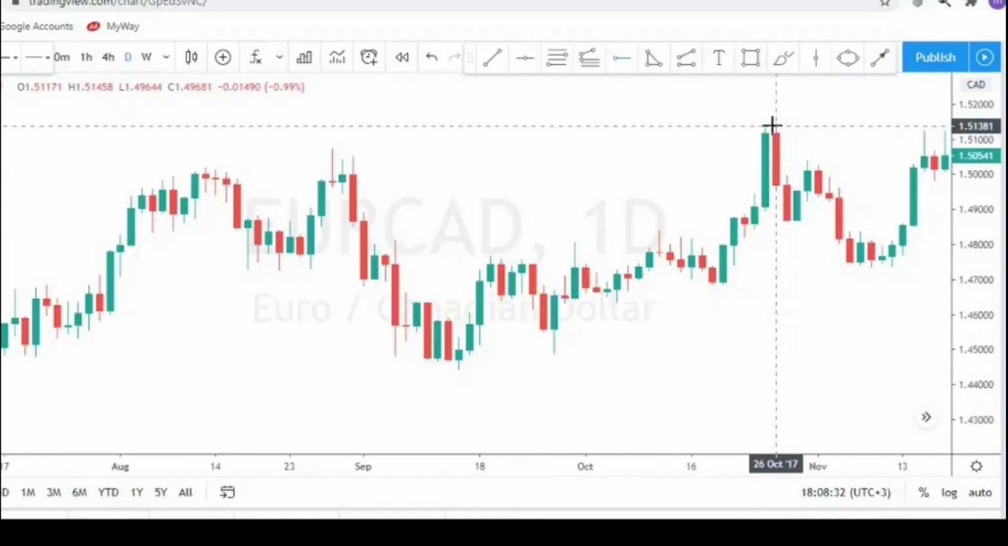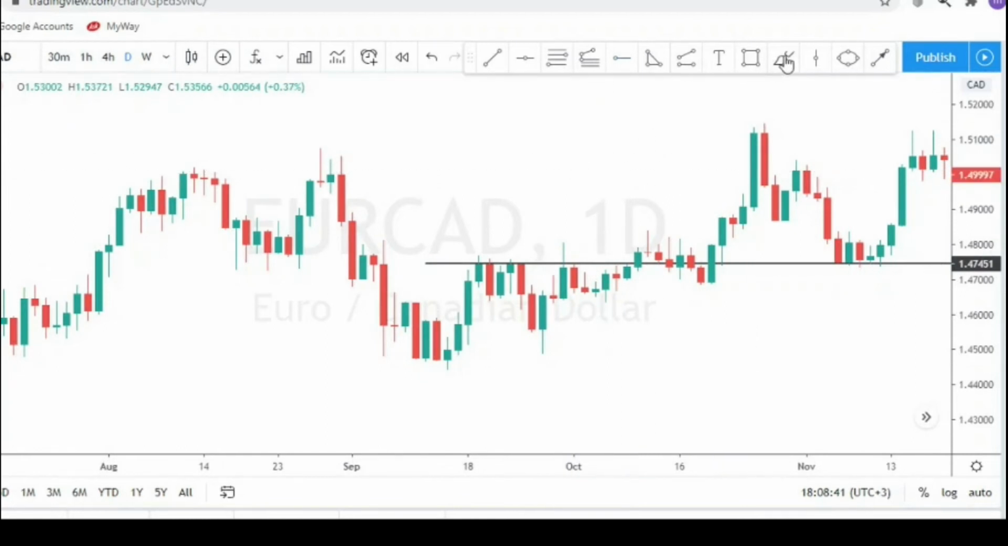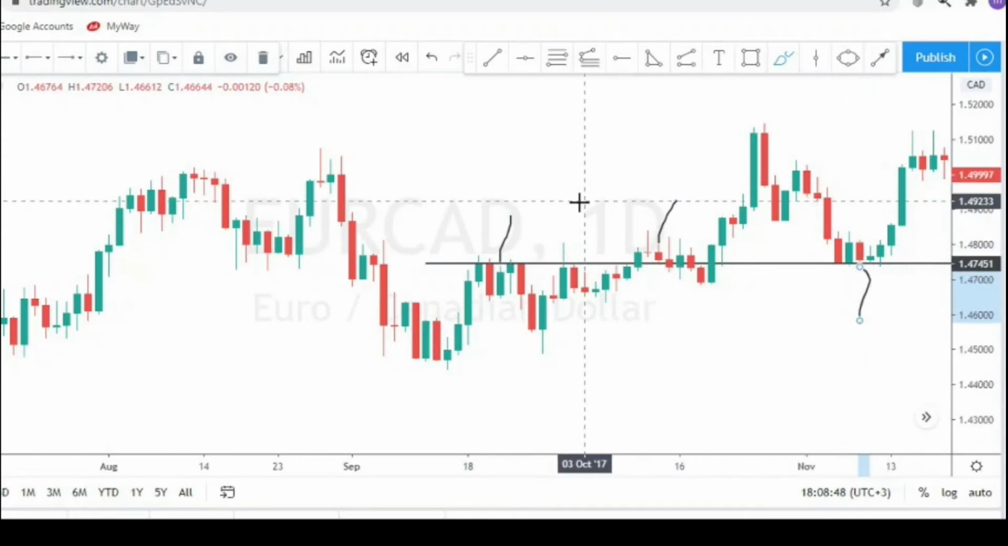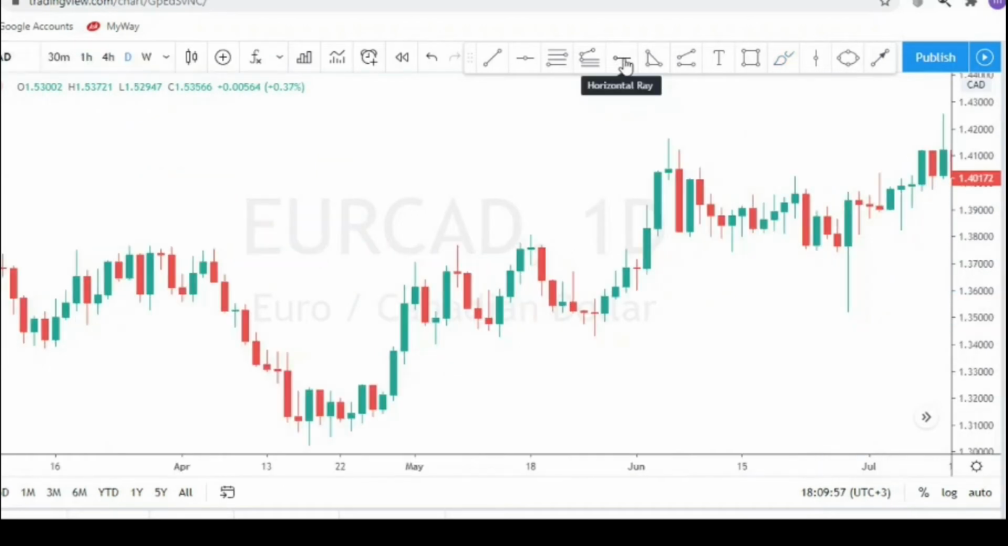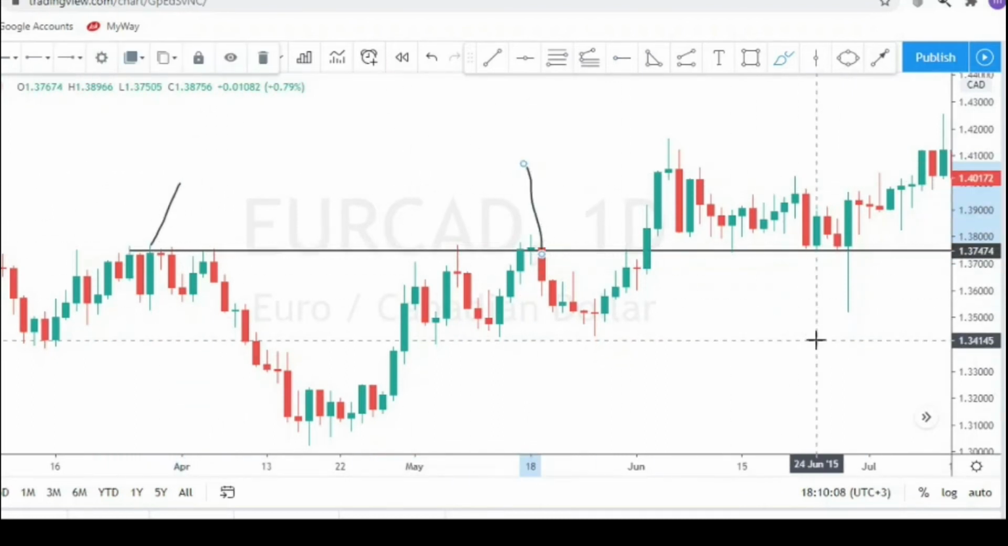The third example is when the level has acted as support and resistance. So we have this level here. This level has acted as resistance, and support here. So this is another powerful level you have to draw your support. Another level which has acted as support and resistance in the past. We have resistance here, and support here.